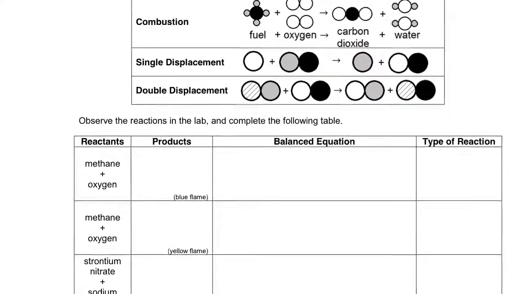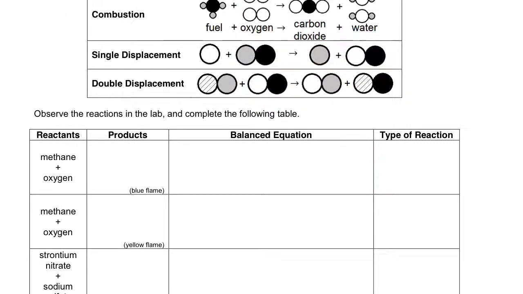The first reaction we saw in the video was between methane and oxygen. This was a combustion reaction. So the products are carbon dioxide and water. Now you may remember the blue flame was burning more efficiently, so that means the only products were carbon dioxide and water. Nothing else was being produced. So we call this complete combustion. That means all of the methane was used up to produce carbon dioxide and water.